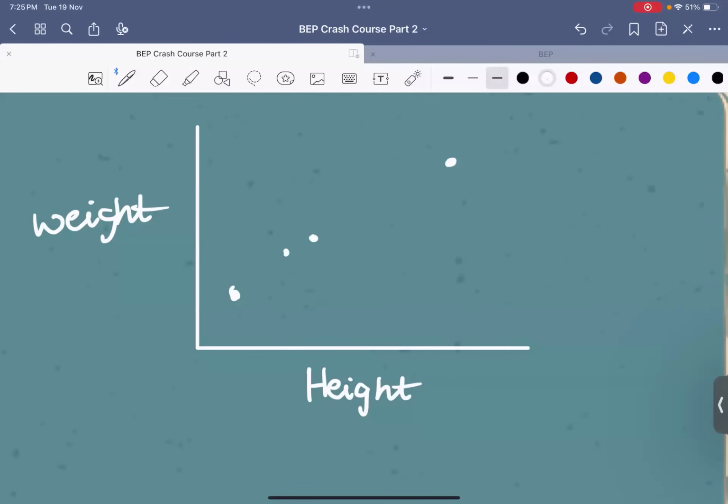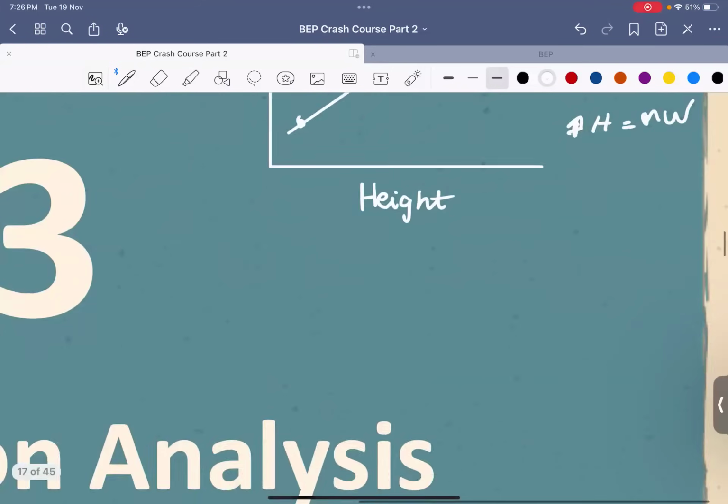It will probably look something like this. So we say they have a linear positive relationship. As height increases, weight also increases. So this is a positive relationship: when one is increasing, the other is also increasing. Okay, so let's apply this to actual examples.